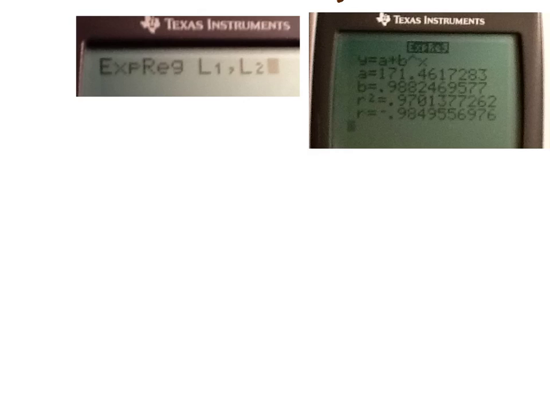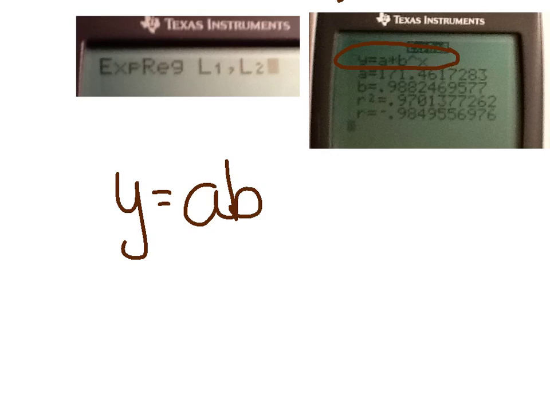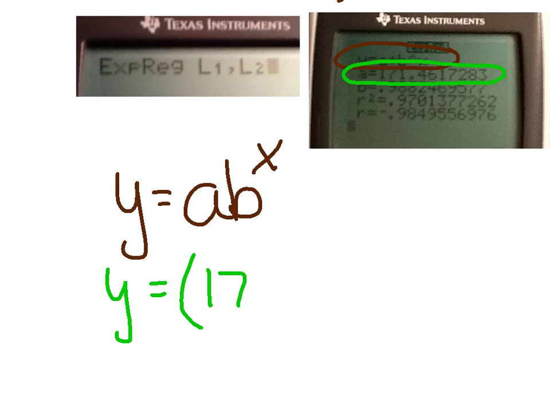So the first thing you should make note of is they tell you the equation right there. Y equals ab to the x. So jot that on your paper. Now they basically do all the work for you. Now they're going to tell you what a is, and you're just going to plug that number into a. Make sure you substitute with parentheses, of course. And we're going to round to the nearest hundredth. So that's 171.46.